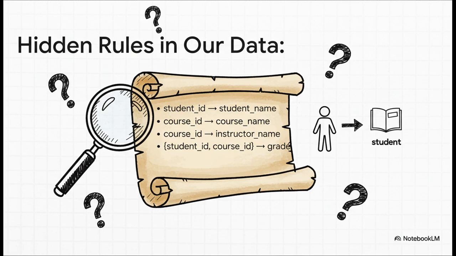It's actually pretty intuitive when you think about it. A student's ID points directly to their name. A course ID tells you the course name and who's teaching it. And to know a grade, you need to know both the student ID and the course ID. These dependencies, right here, they're our blueprint for the fix.